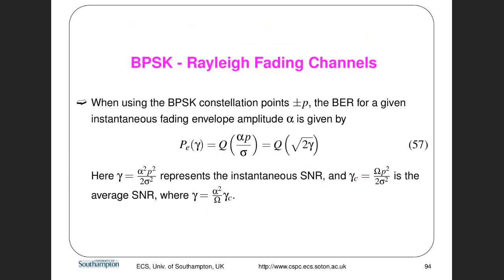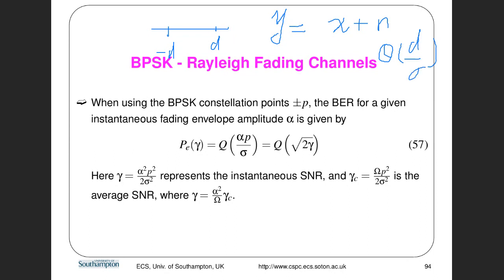So for the BPSK constellation, we know that it is either D or minus D. If it's Gaussian, the BER is Q as a function of D divided by sigma. Here we use P, but it's the same. So either D or P, they are the same. When we actually have a fading amplitude, the instantaneous BER is simply to put alpha here. So this is an instantaneous BER.